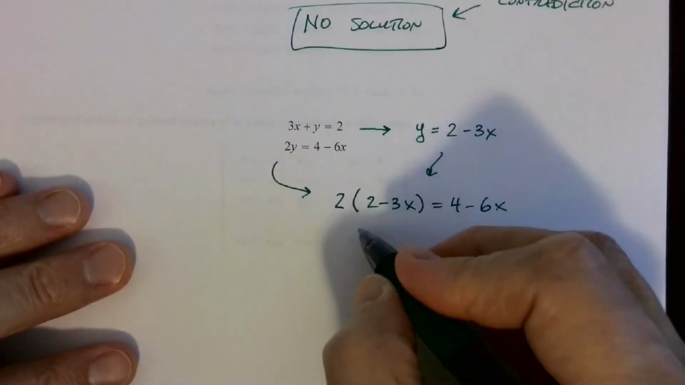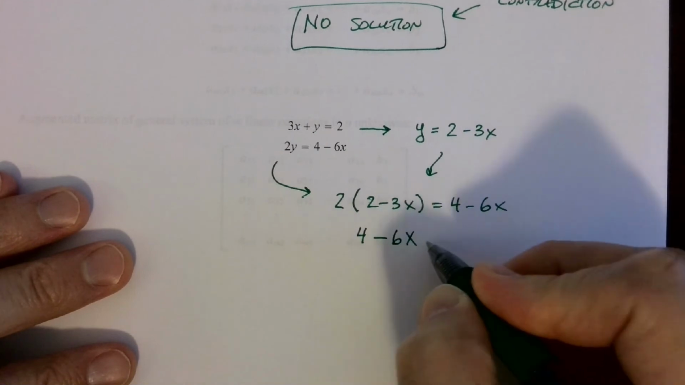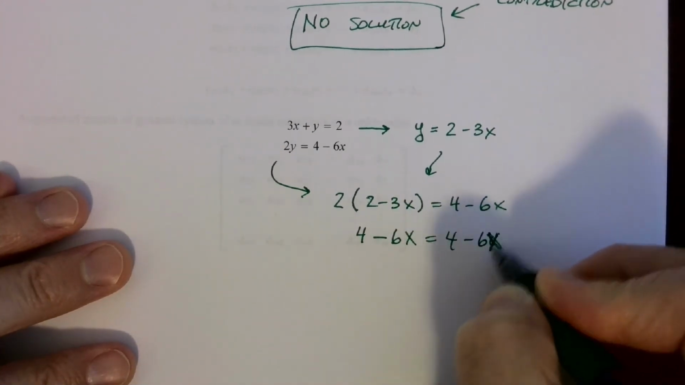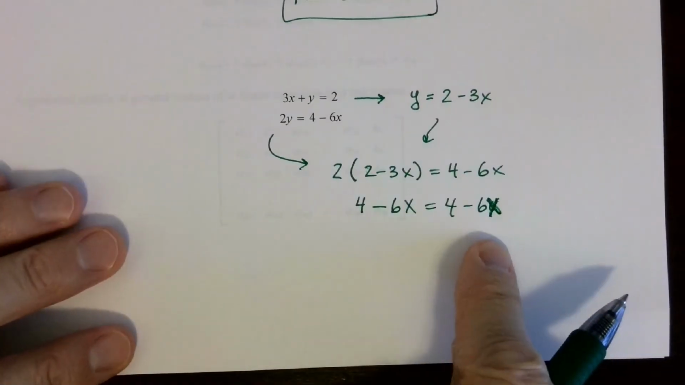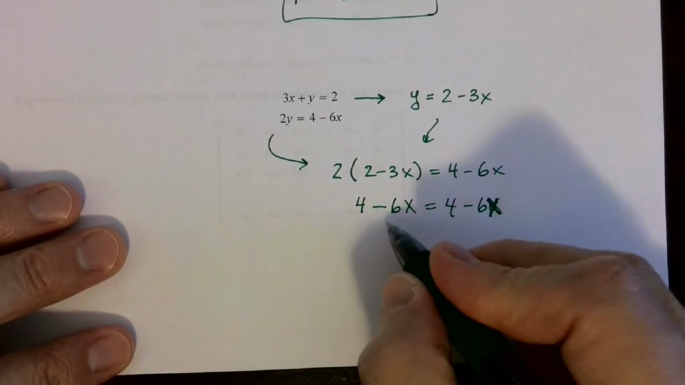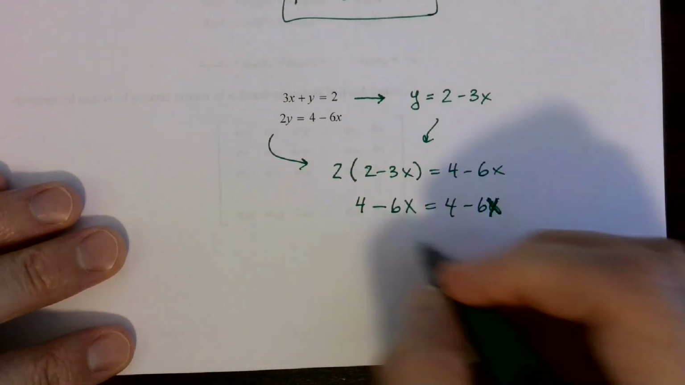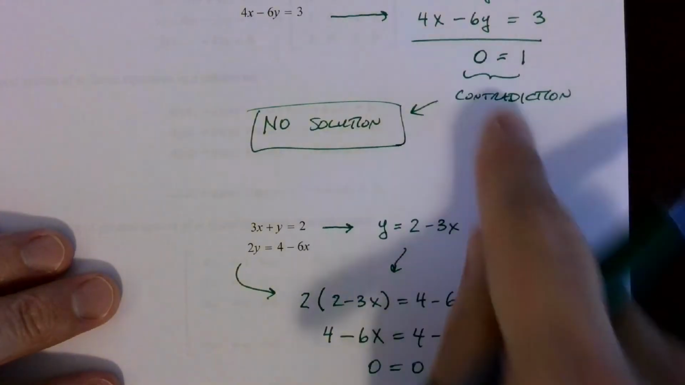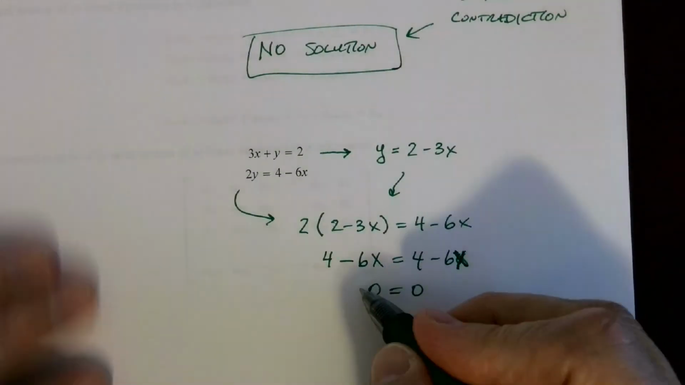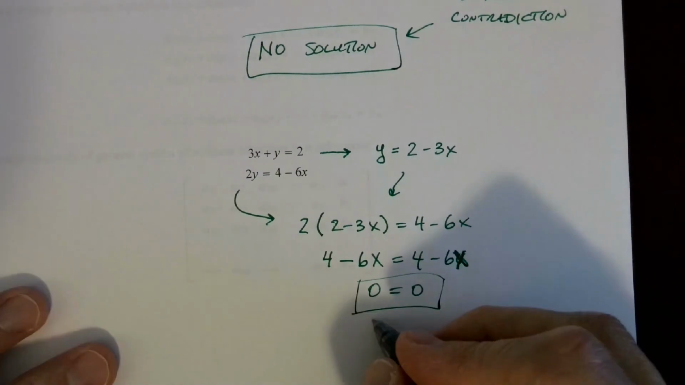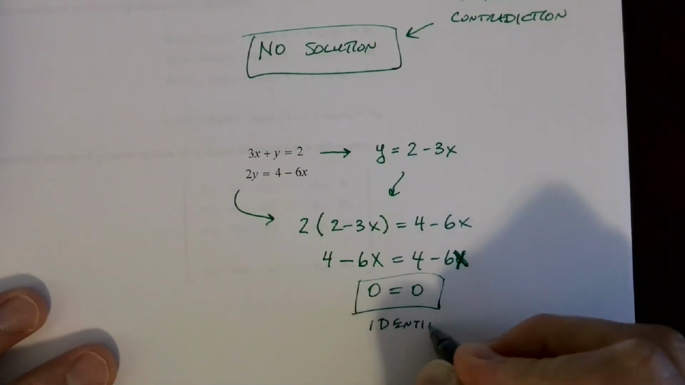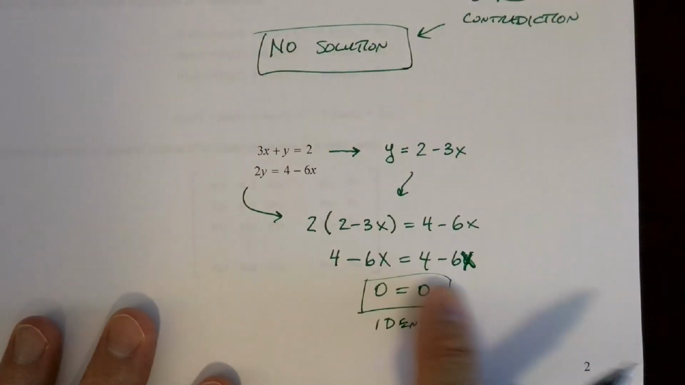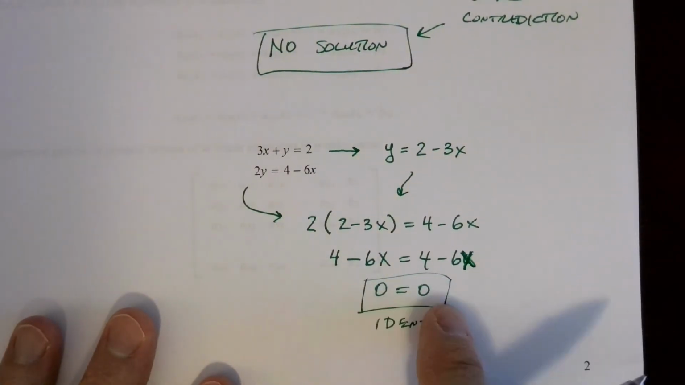And when I distribute 2, I get 4 minus 6x. And immediately I think you begin to see something interesting here, since both sides are identical for all values of x. In fact, if I subtract 4 and add 6x to both sides, I get 0 equals 0. Now, it's kind of like what we had up here, where I sort of eliminated the variable, but this time, instead of a contradiction, I get an identity, a true statement. This is an identity. It's always true. In other words, it doesn't matter what value of x I plug in here, this will always be the case.